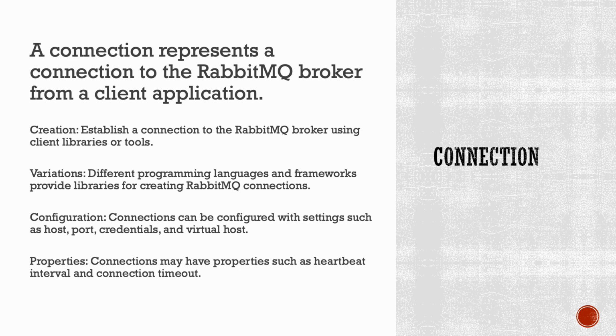Properties. Connections can also have properties that determine their behavior. For example, properties like heartbeat interval and connection timeout can be set to manage the connection's health and responsiveness. Connections play a crucial role in establishing communication between the client application and the RabbitMQ broker. They serve as the entry point for producing and consuming messages.